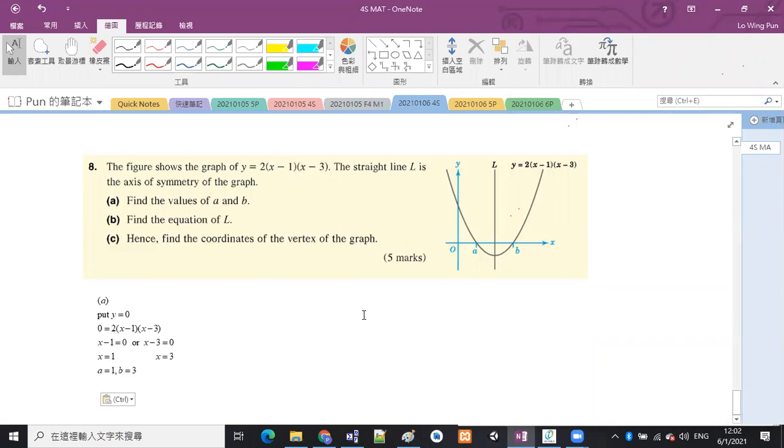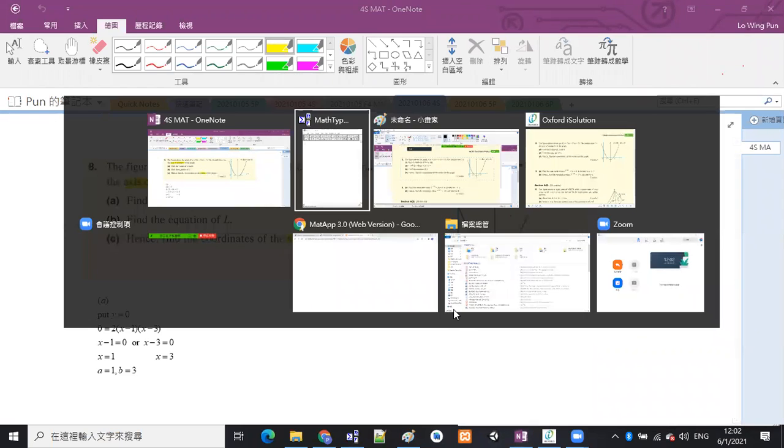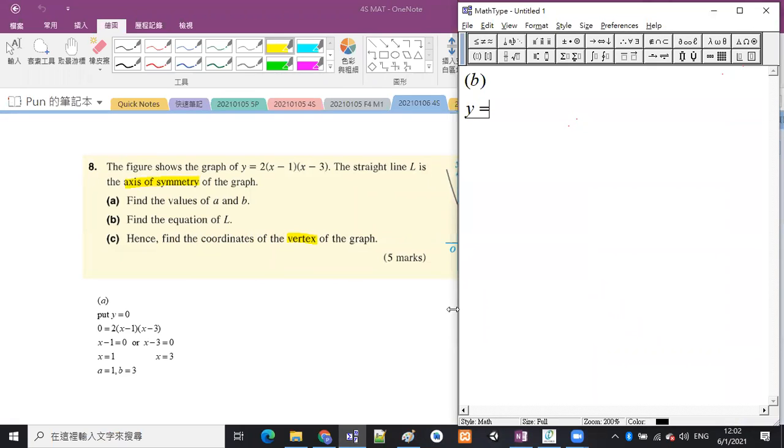Can you get this? Okay. And then part B, find the equation of L. L is the axis of symmetry. This is from Chapter 5. Whenever we find the axis of symmetry or the vertex, we convert it from ABC form to AHK form using the method of completing the square. But here it is a bit more troublesome, since it is not in ABC form but in factorized form.